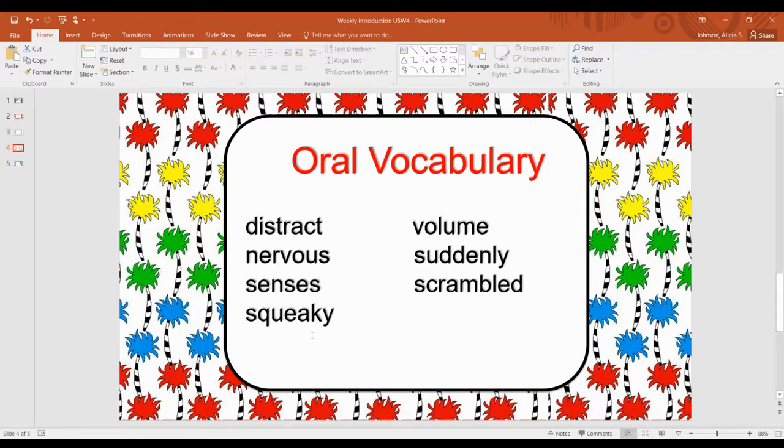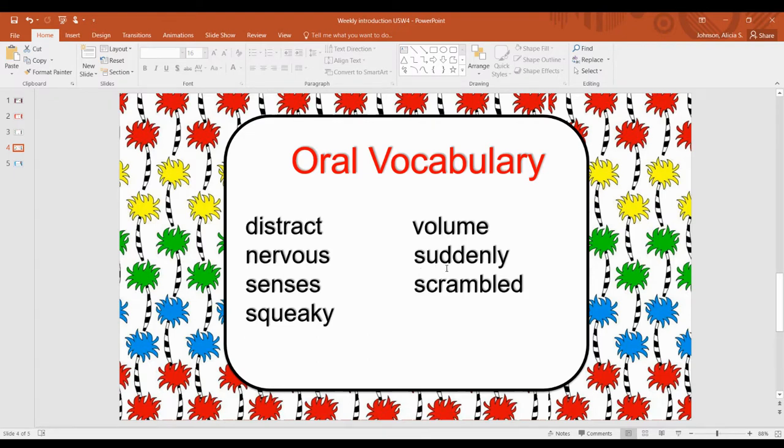Squeaky is a very high-pitched sound. So not always pleasant to listen to, very high-pitched. Some people say that mice can be squeaky, or maybe there's a squeaky door that can be annoying. Next, we have volume. Volume is just the level of sound. So it could be loud, it could be quiet, it could be medium. Volume just is the level of sound.